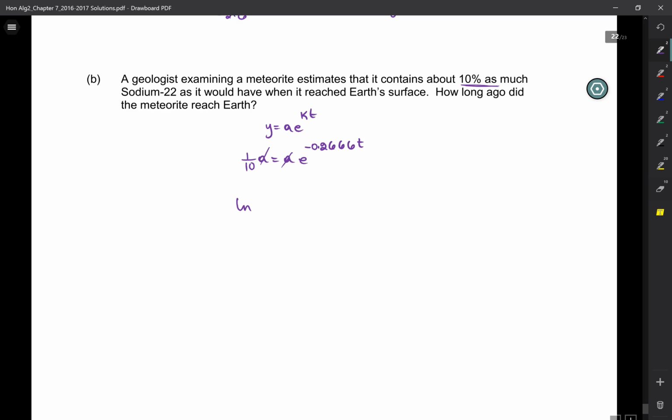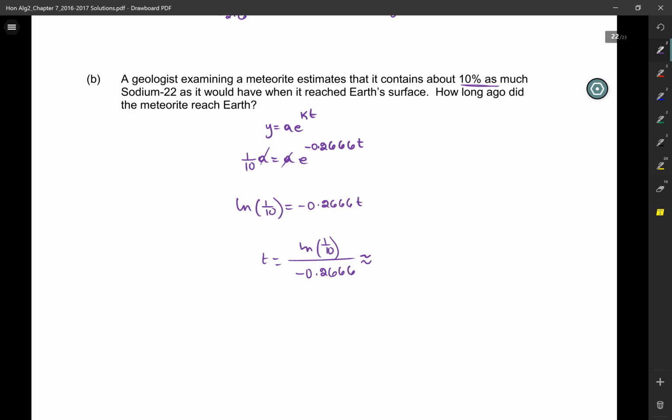So ln of 1 over 10 is negative 0 point something, all this times T. So T is ln of 1 over 10 over negative 0.2666. And we're going to approximate that to be how many years? So it's about 8.6, and we can round it to 9 years. All right, questions?